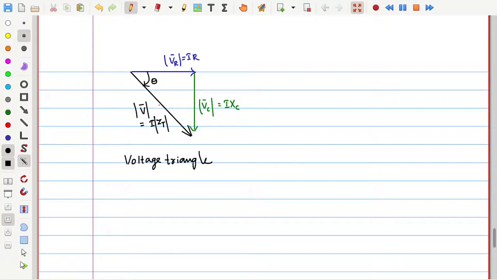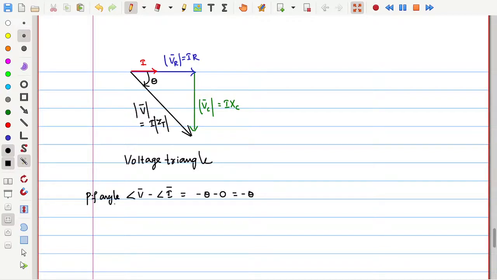Now see the angle between voltage and current. Current is here, right? This is the current. What is the angle between total voltage and total current? Angle of the voltage minus angle of the current: voltage angle is minus theta, current angle is 0, which is equal to minus theta. What do we call this angle? PF angle, power factor angle.